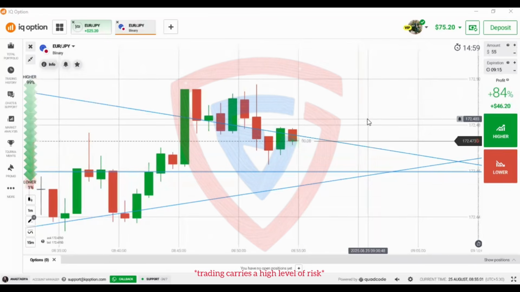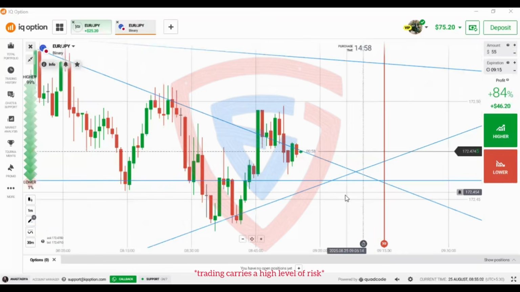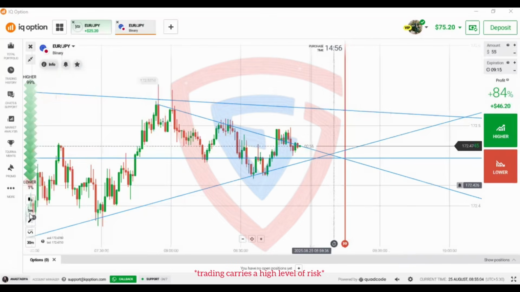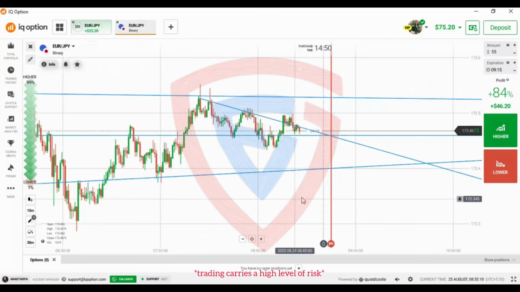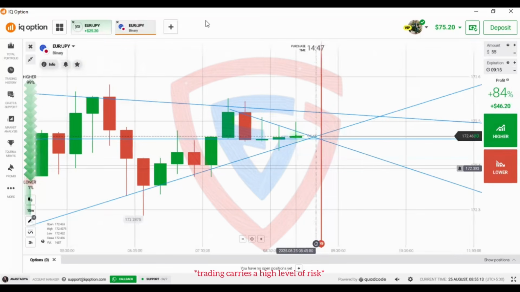Okay, I didn't get any opportunity here to enter. So I will wait until the candle closes. Then I will decide to enter on the next candlestick. So I will wait for 5 minutes.